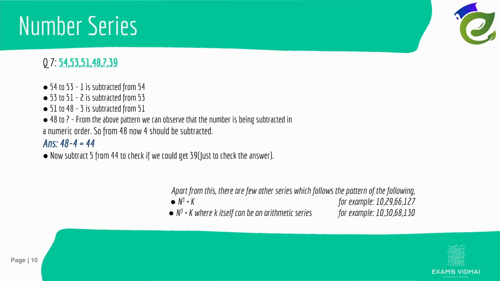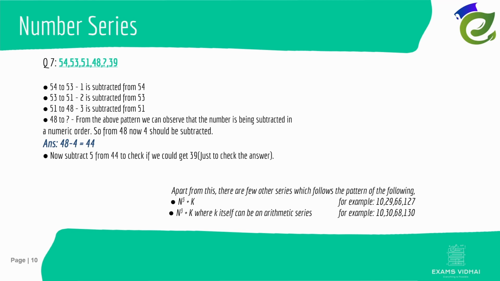54, 53, 51, 48, question mark, 39. So what can you observe here? We see 54 to 53, 1 is subtracted from 54. 53 to 51, 2 is subtracted from 53, and next 51 to 48, 3 is subtracted from 51. So what can you see next?